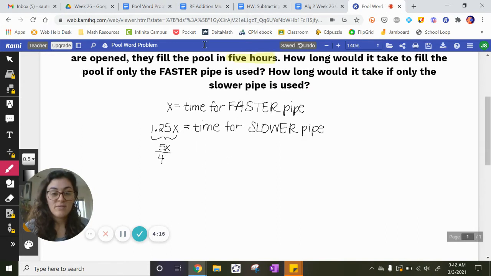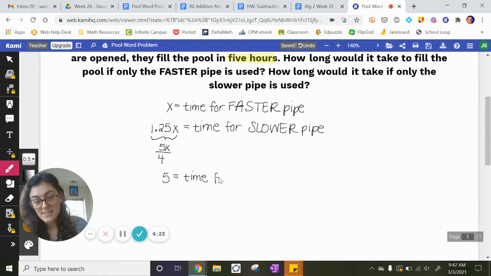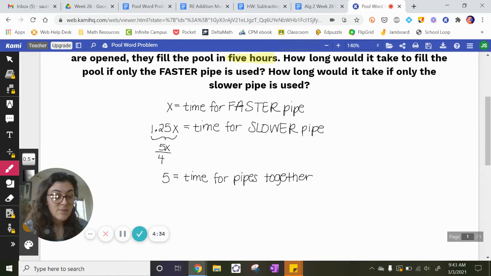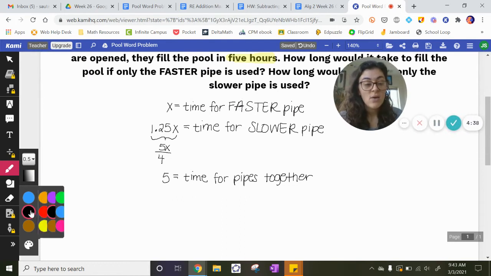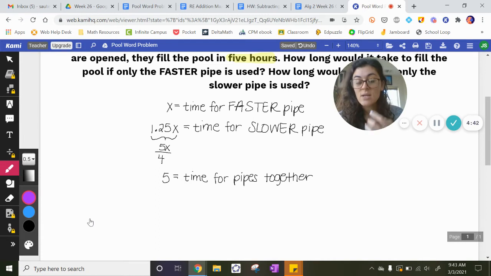And that x is going to stick with us in the numerator. And then the last piece of information we had was that in total it takes 5 hours. So 5 equals time for pipes together. Okay. And this is really the main pieces of information that we need in order to get started, because what we get to do now is exactly what we did in class. We're going to make rates for all three of these situations.